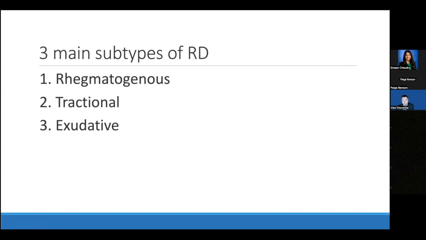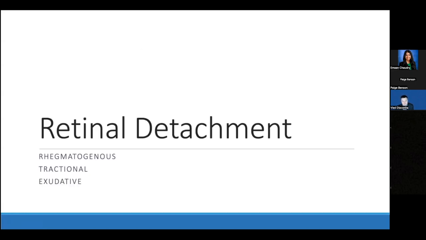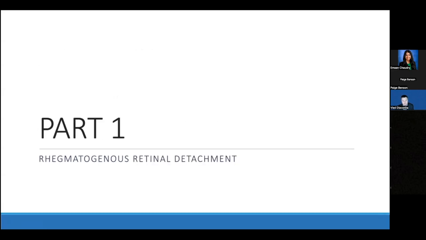We're really going to focus on number one, a little bit on number two, and number three less so, because they're probably in order of frequency that you'll see them in a primary ophthalmology clinic. And probably in terms of importance as a medical student and early resident, you want to know them in this order because you're going to deal with them in this order. So let's talk a little bit about retinal detachment, the regmatogenous variety.